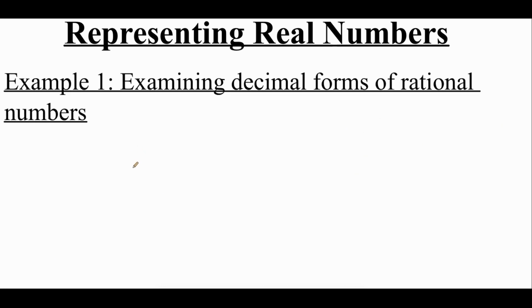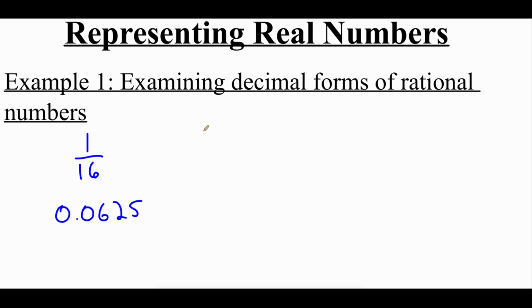So let's look at an example where we examine the decimal forms of a few different rational numbers. The first rational number that I want to take a look at is 1/16, and that fraction bar means divided by, so really this is 1 divided by 16. If we were to type that into our calculator, we would get 0.0625. That decimal stops after the 5, so it's terminating.